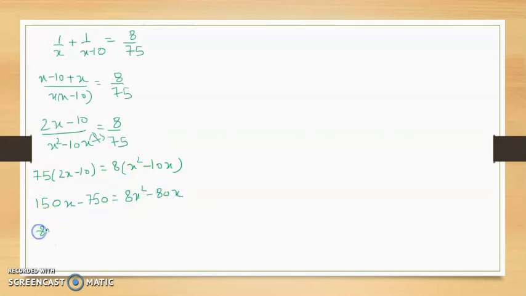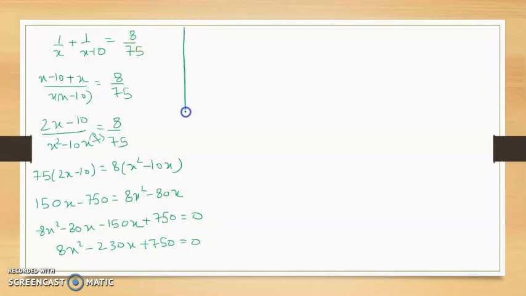So I can write this 8x square minus 80x, transpose the 150x to the right side, so this will be minus 150x, and this minus will become plus 750 is equal to 0. So this is now 8x square minus 230x plus 750 is equal to 0. Alright, so I can write this here like this. So the equation we have got is quadratic now: 8x square minus 230x plus 750 is equal to 0.